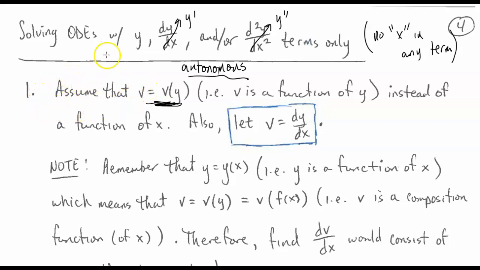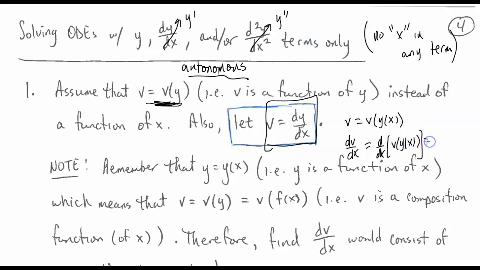So, thinking of that, our first thing that we want to do for equations of this ilk is to say that v is going to be a function of y, but let v be the derivative of y with respect to x. Now, if we think about that, what we're really saying is this: let v be a composition function, and if I take the derivative of this composition function with respect to x, then I know that whenever I take the derivative of a composition function, I am taking the derivative using the chain rule.